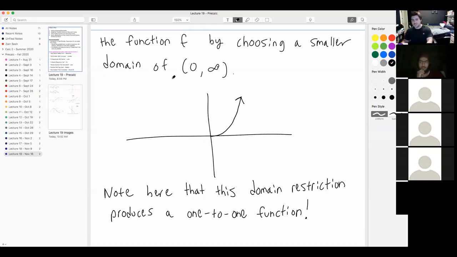No, choosing 0 to infinity as my smaller domain was somewhat arbitrary. It did not need to be this. It just kind of looks nice on the graph, but yeah.